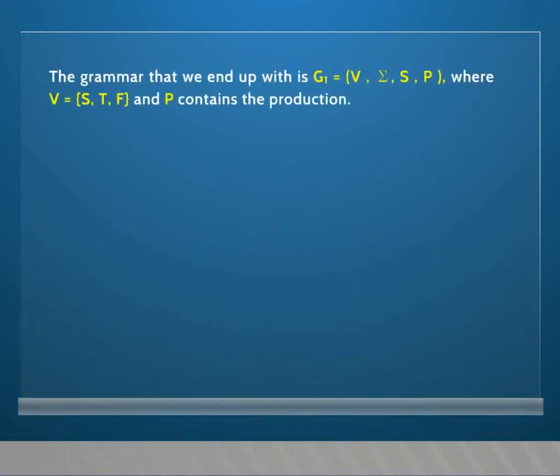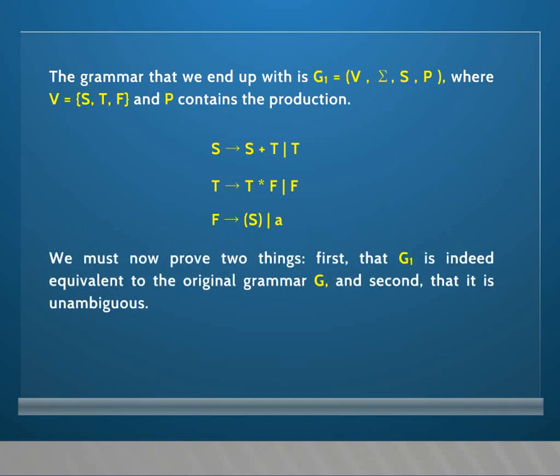The grammar that we end up with is G1 = (V, Σ, S, P), where V = {S, T, F}, and P contains the productions S provides S plus T or T, T provides T into F or F, F provides (S) or a. We must now prove two things. First, that G1 is indeed equivalent to the original grammar G, and second, that it is unambiguous. To avoid confusion, we relabel the start symbol in G1.